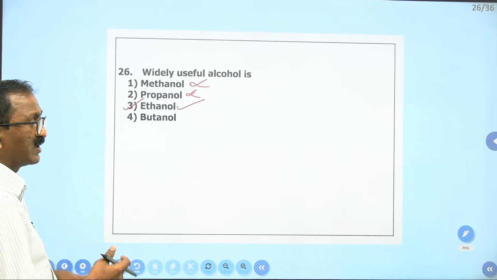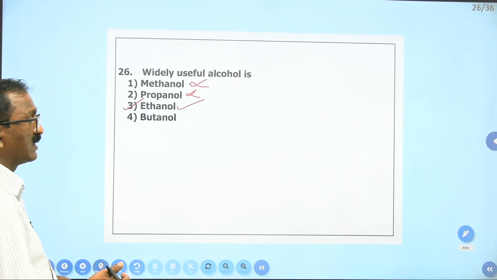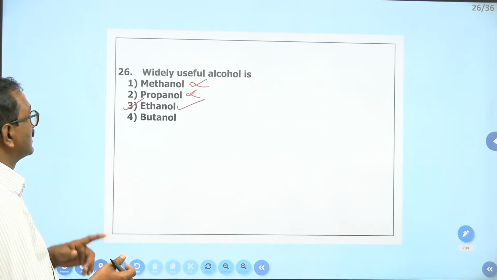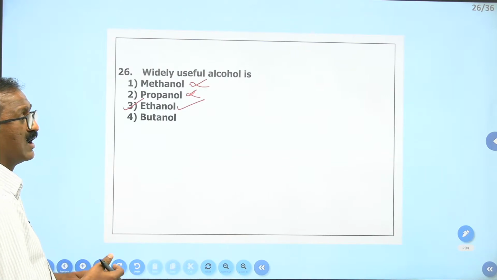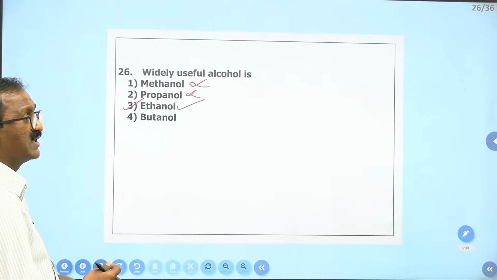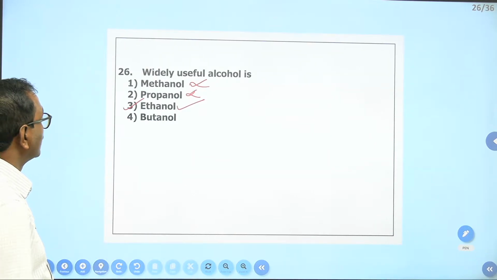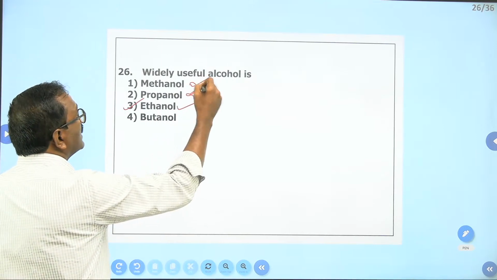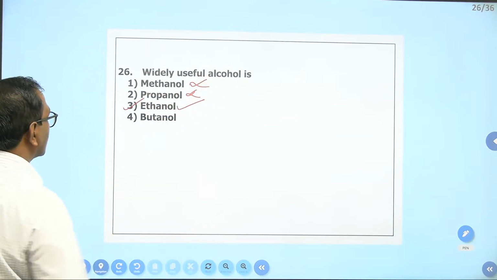Ethanol is used as a laboratory agent. Ethanol is used as a solvent for various substances. Ethanol is used for preparation of alcoholic beverages. Ethanol is used for preparation of many other substances as a solvent. Therefore, ethanol is the most widely useful alcohol when compared to the others here.